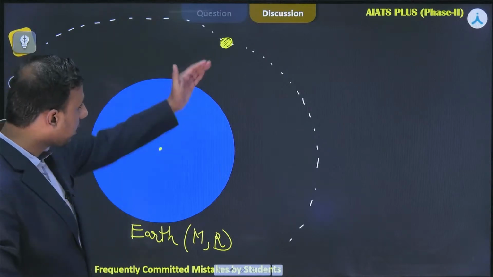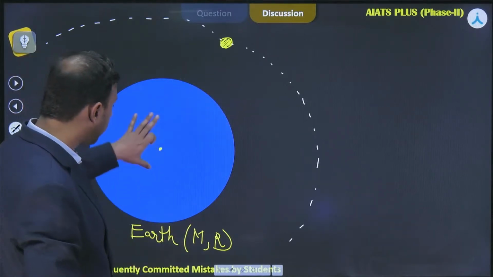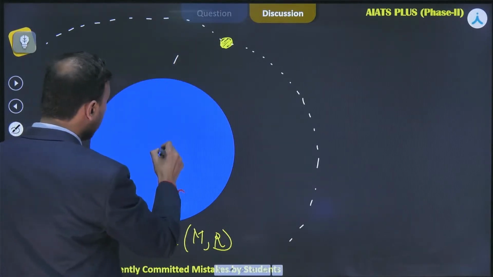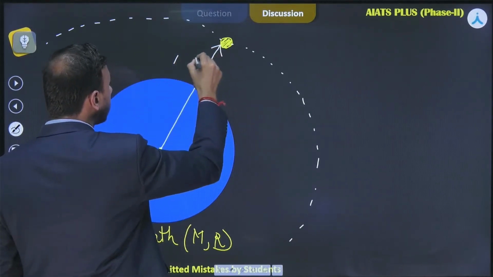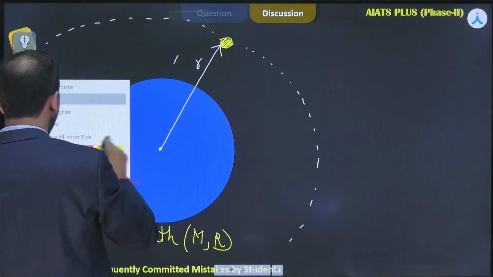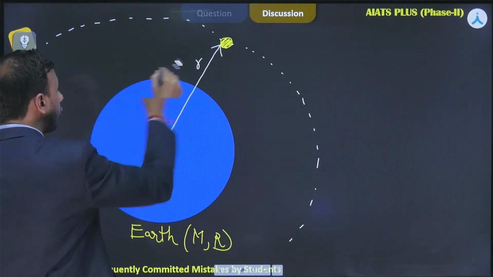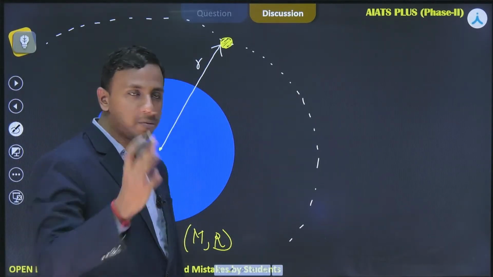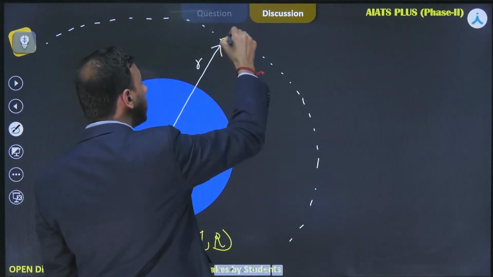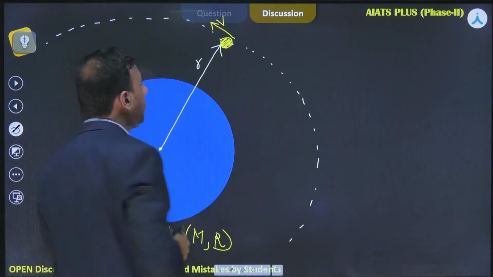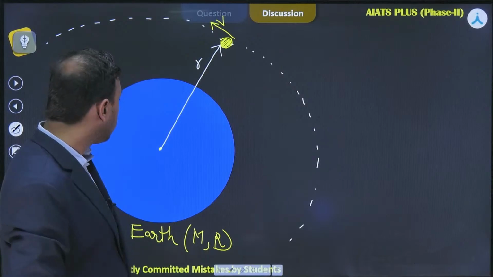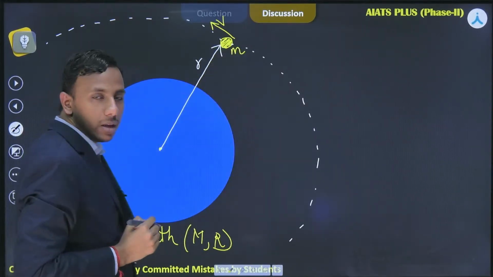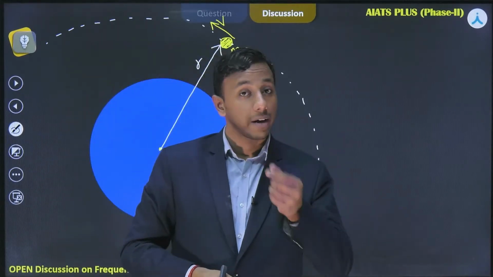So what would be the radius of this orbit? It would be equal to this capital R plus this height, or for now, let me just write it as small r. And what would be the velocity of this satellite? Let's say it is moving with a speed v in that direction. And its mass is m.